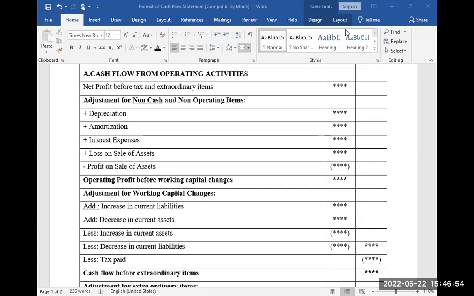After doing this, you have to minus tax paid. The amount is called net cash flow from operating activities. Extraordinary items, forget about that here, don't worry about that. That itself is called cash flow from operating activities, net cash flow from operating activities. Okay.